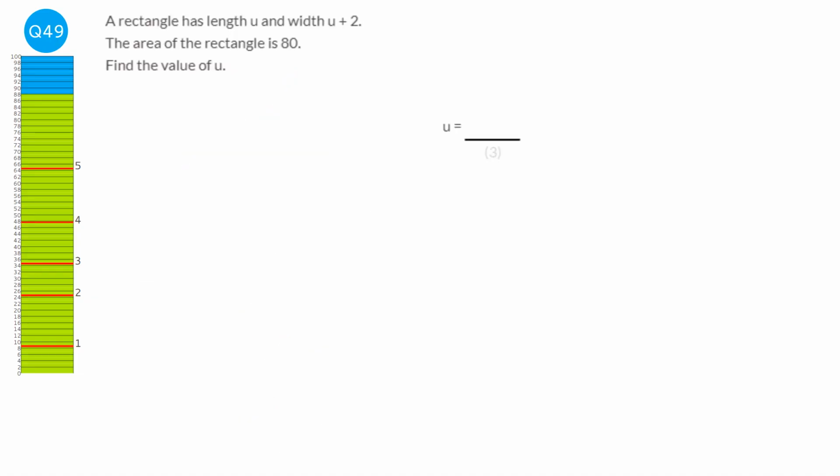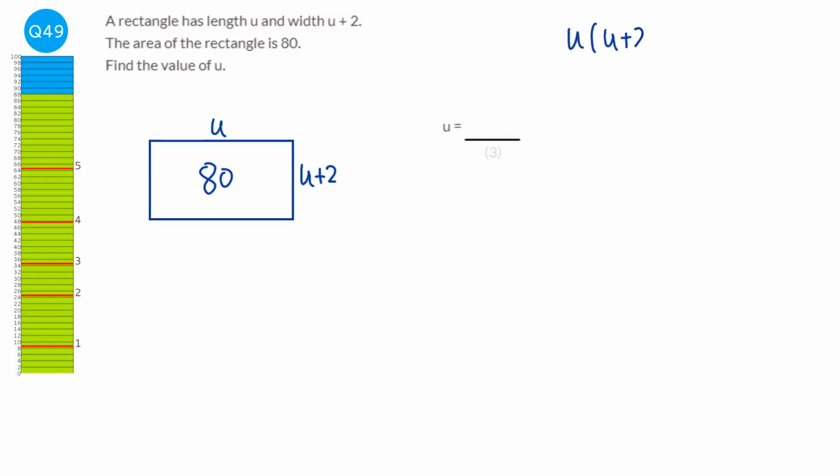So we're told the length of this rectangle is U, and the width is U plus 2. Doesn't matter which way around we do it. And we're told the area is 80. So we can actually write an equation from this. So U times U plus 2, so that's the length times the width, is equal to the area, which is 80. So let's expand this.